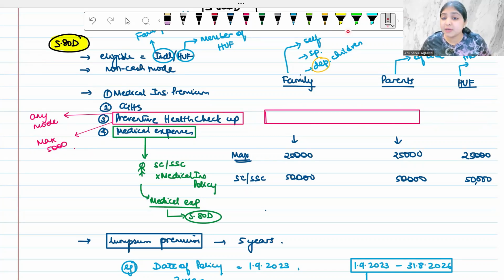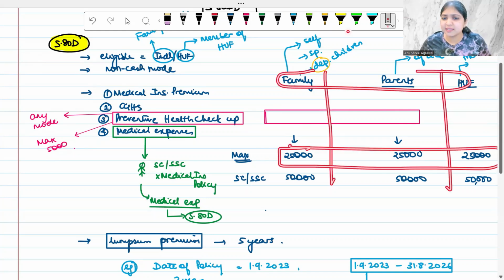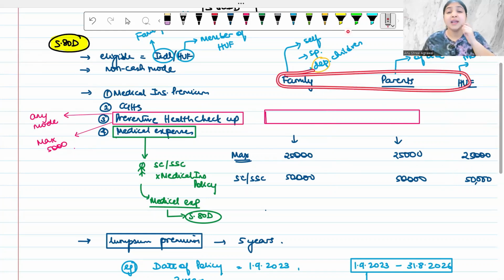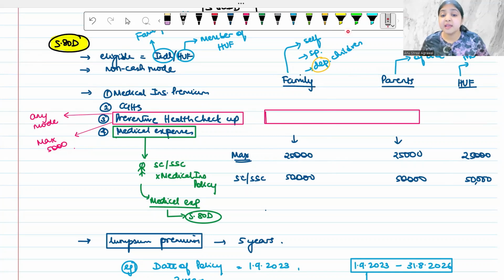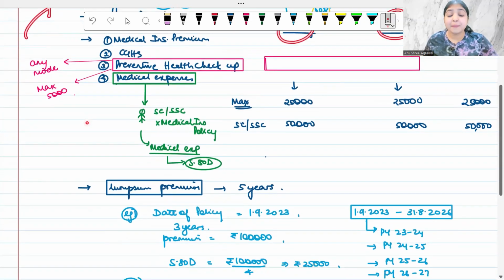Then we learned that the limit for each category will be 25,000. But in the respective categories, if even one person happens to be a senior citizen or a super senior citizen, then for that category, the limit will increase to 50,000. Then we spoke about medical expenses, that when will we allow medical expenses under section 80D? We will allow only if the person covered in these categories happens to be a senior citizen or a super senior citizen in whose name there is no medical insurance policy.